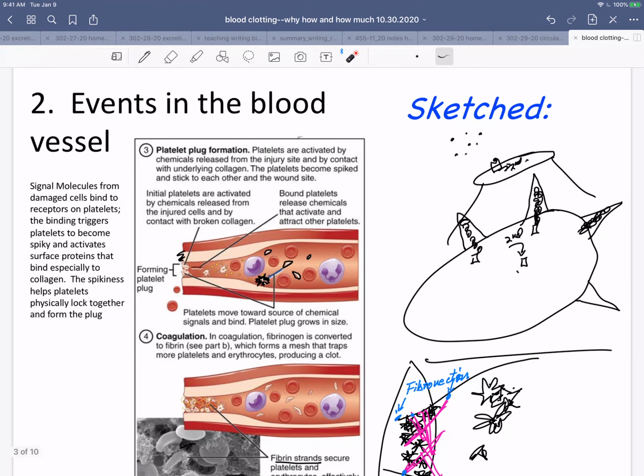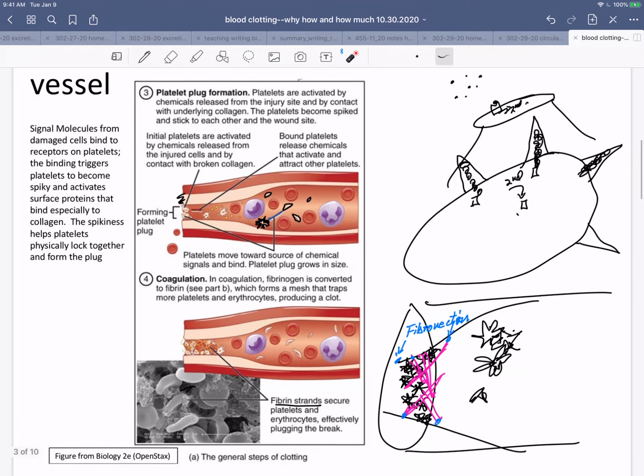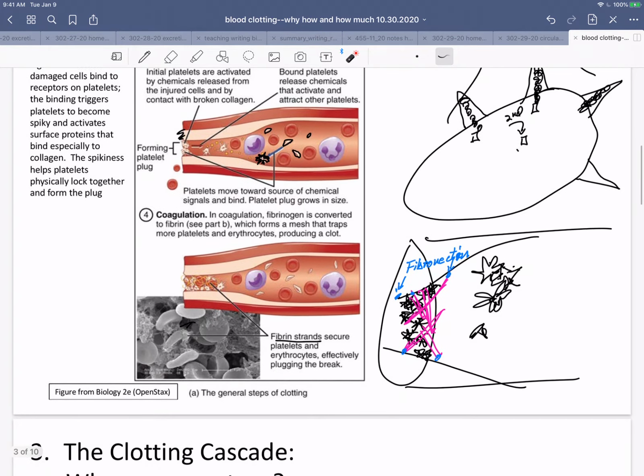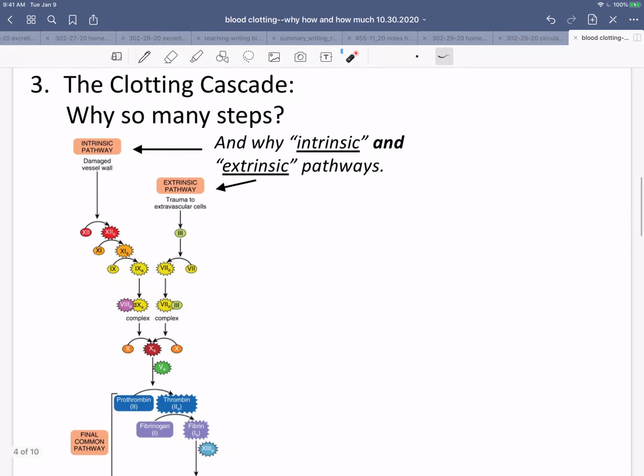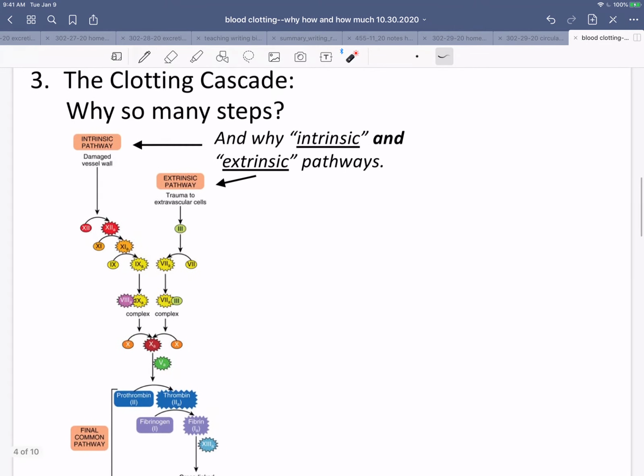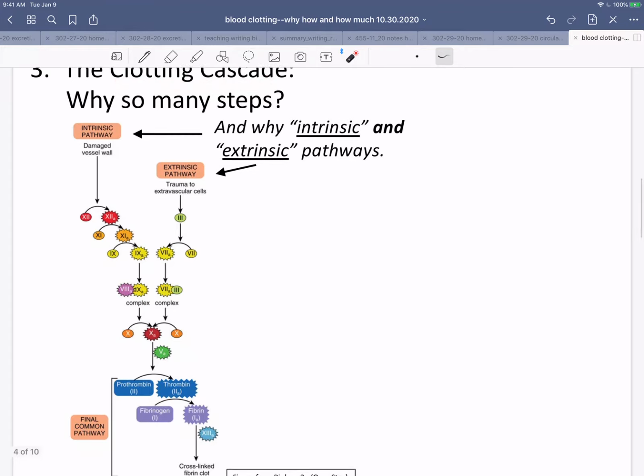So let's talk about how we get that fibrin mesh, but I hope so far you've got the idea of some chemical message binds to a platelet, causes these spikes, and activates a protein on the surface in some way to make it more sticky, to make it bind to other proteins and to other platelets and to the walls of the blood vessel. And then what about that fibrin mesh? Well, the fibrin mesh is made by this clotting cascade.